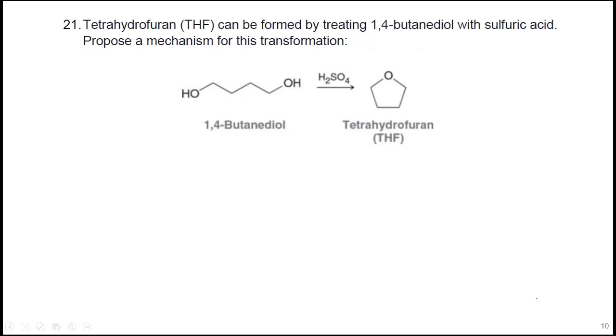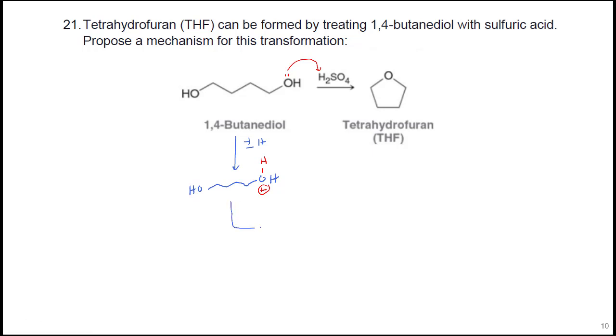Okay, so to do the mechanism for this tetrahydrofuran formed with butanediol, we're going to do a couple of proton transfers, and because we're making a cyclic structure, this is going to be an intramolecular reaction. All right, so the first thing we're going to do is one of our alcohols is nucleophilic, and that's going to grab a proton. So our first arrow is a proton transfer. Oxygen picks up a proton, and now it's positively charged because it's lost one of its lone pairs.